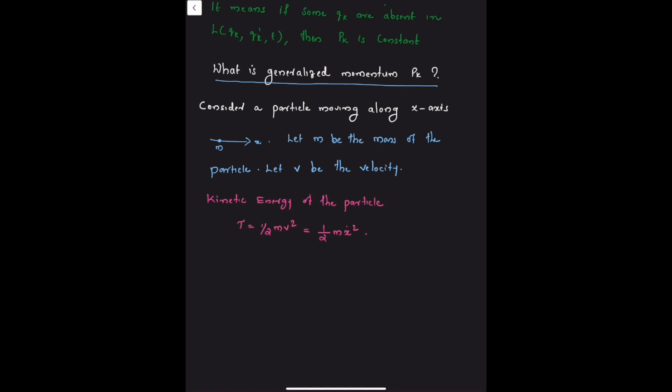And now let us suppose that V of x be the potential energy. Now we can write the Lagrangian as L is equal to T minus V, which is equal to half m x dot square minus V of x. That is, Lagrangian is kinetic energy minus potential energy, half m x dot square minus V.